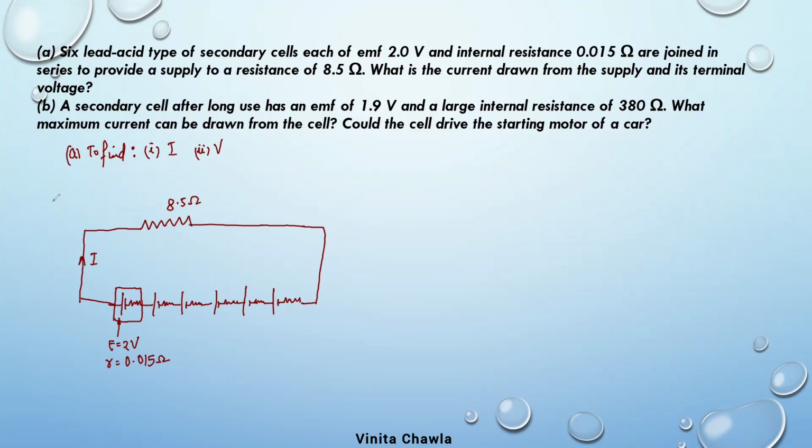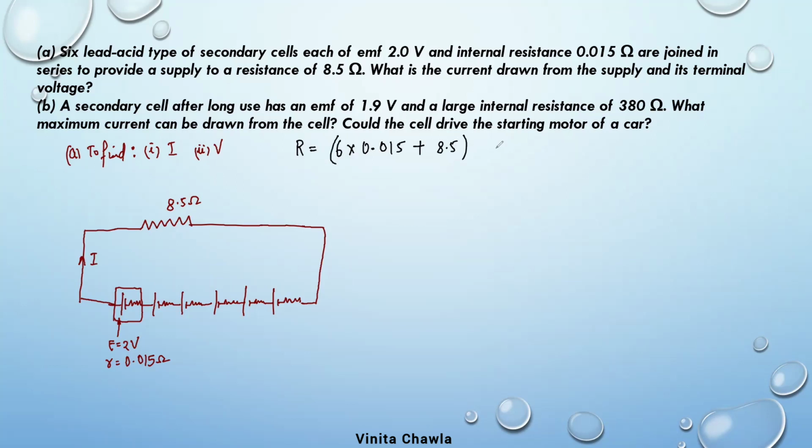What is the net resistance of the system? Can you find net resistance? All resistors are in series, so we will simply add the resistors to get the net resistance. We have 6 internal resistances you can see here, so we'll write 6 into 0.015 plus 8.5. So this is the net resistance that we'll have.